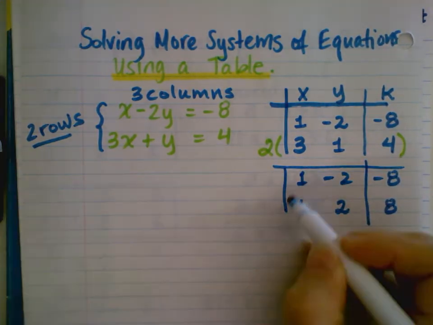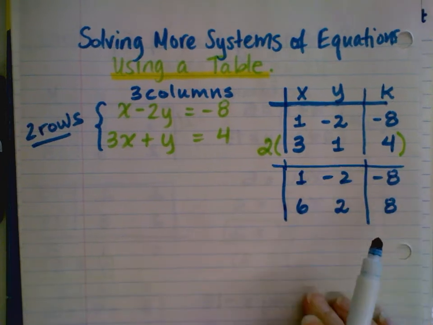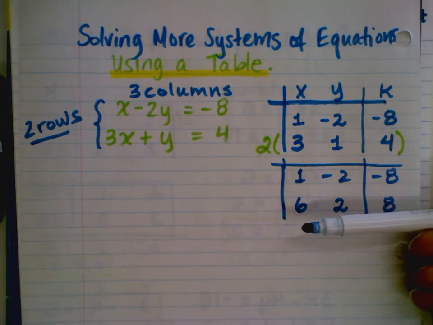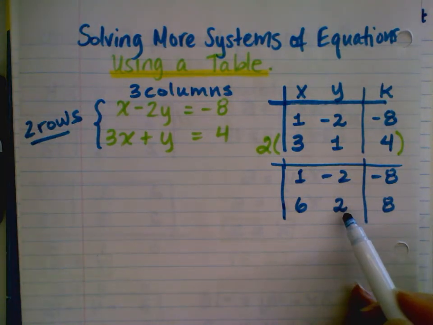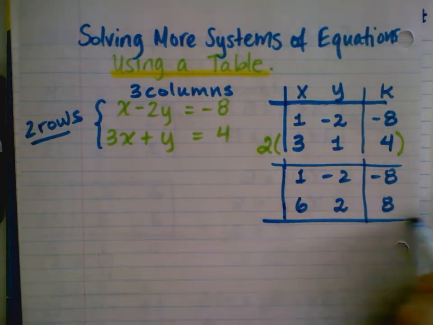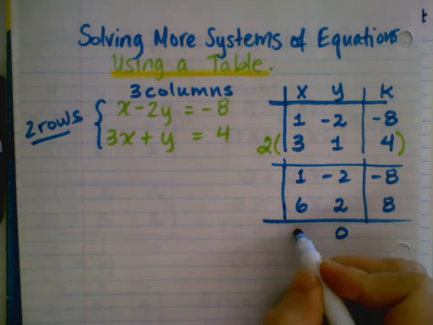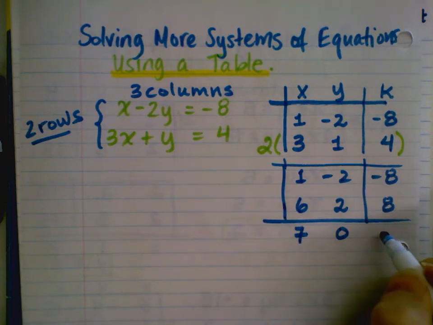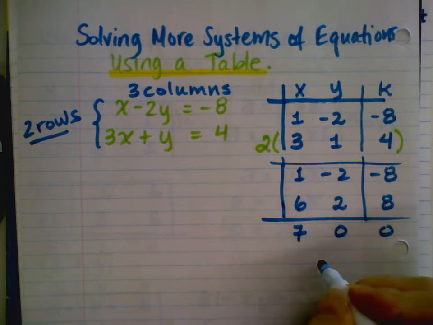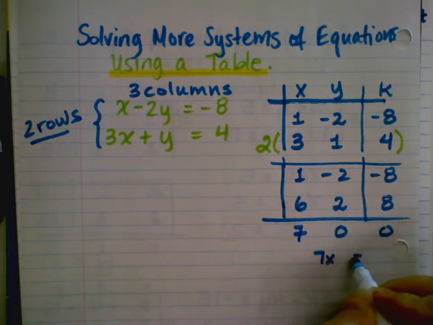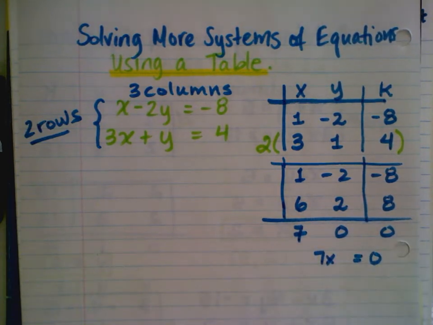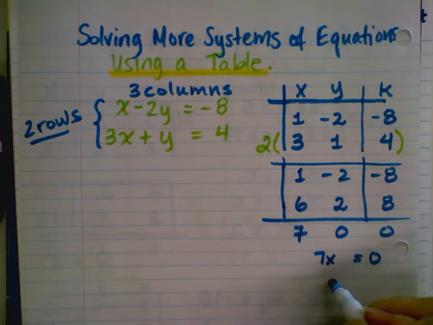Still x's, y's, and constants. That has not changed. So now when I add a row to a row, or an equation to an equation, you can see that the column with the y's adds up to 0. So I'm going to get 0 y's, 7 x's, and this is 0. So what this means is 7x equals 0, which, if you isolate for x, means x has to be 0.